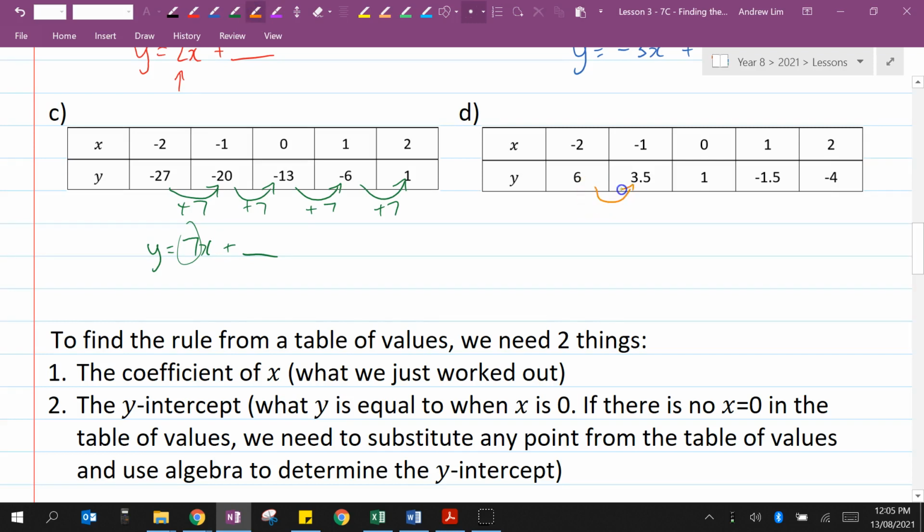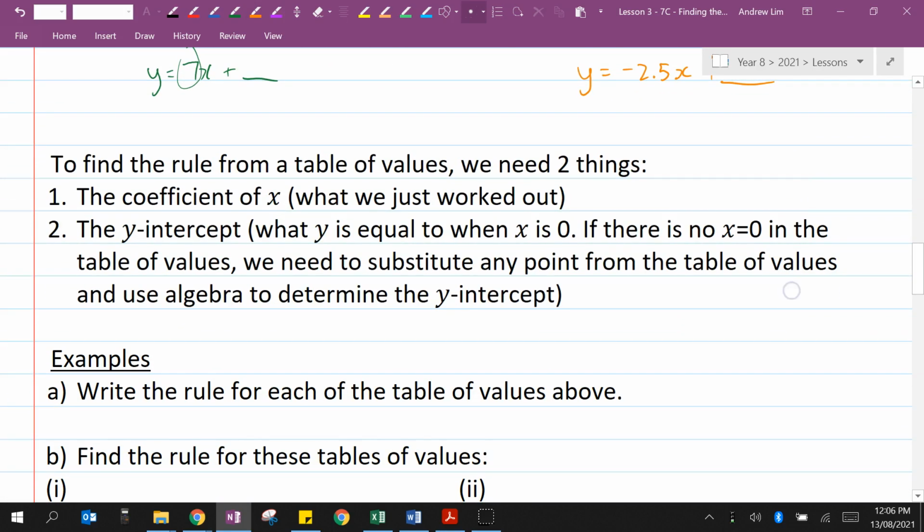And for question D, it looks like it's going down by 2.5 each time. So the coefficient of x will be minus 2.5x. Okay, so the coefficient is minus 2.5. So our rule will be y equals minus 2.5x plus something.